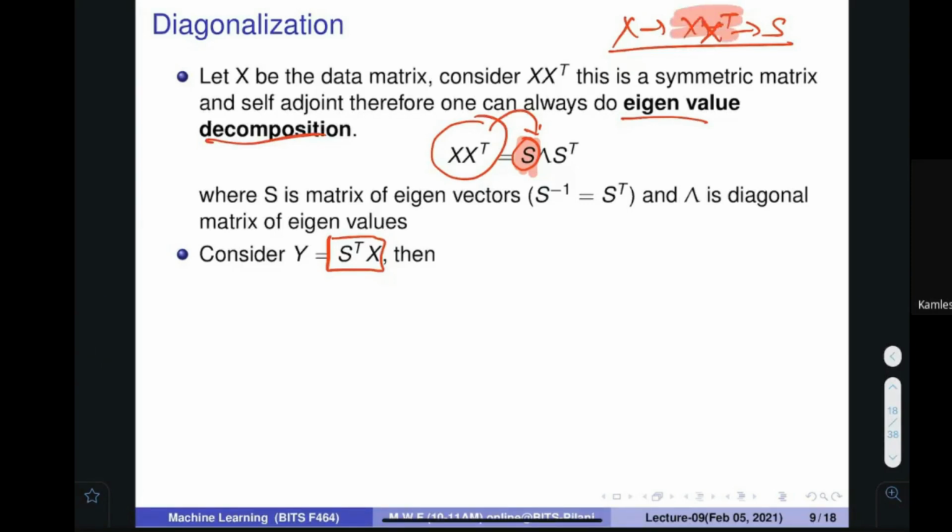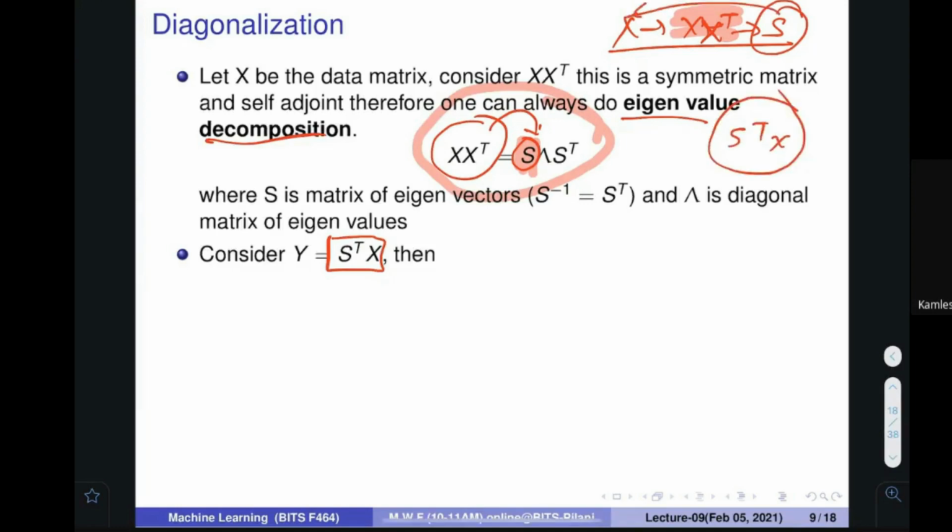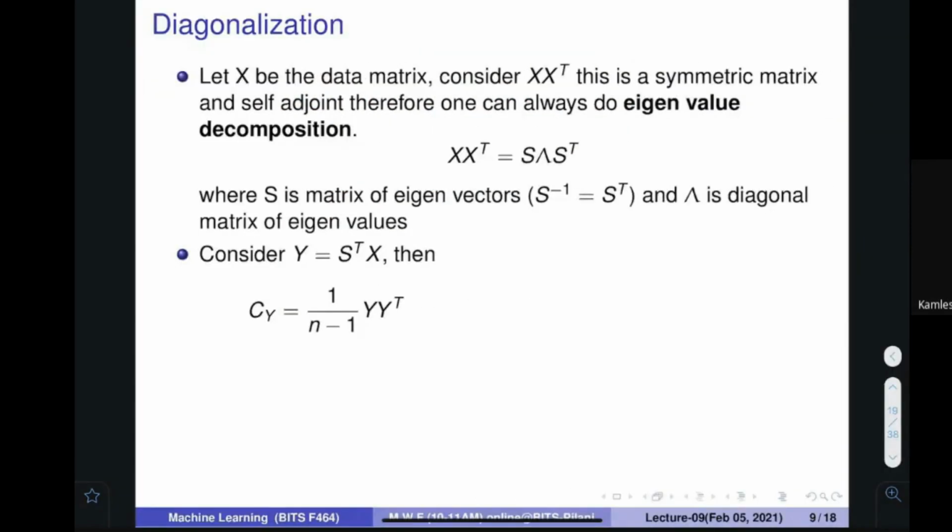I'm not talking about how to find this, that is not required at this particular moment. What I wanted to tell you is that if you find this S and multiply S transpose with the X, what would happen? Let's assume that by this you get another matrix Y. Initially you had the matrix X, and you have created a new matrix Y.